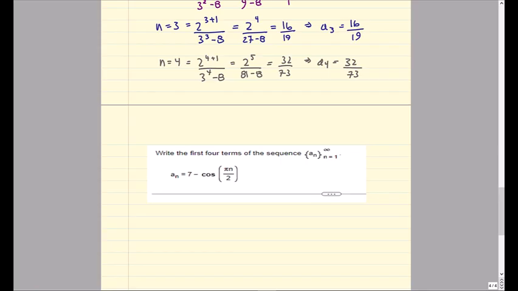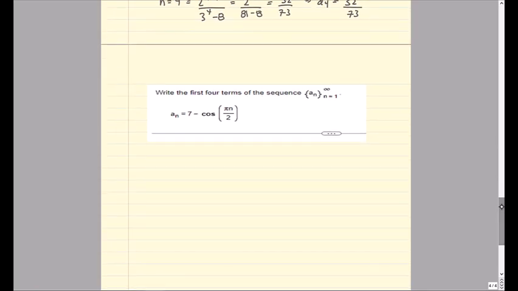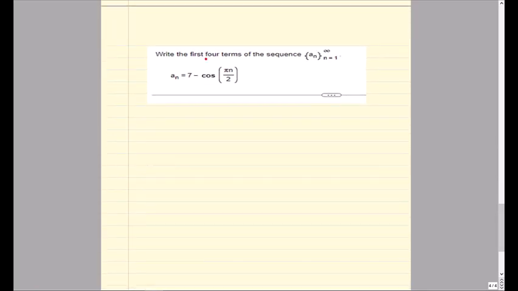For our next example, we're going to be finding again the first 4 terms of the sequence. So we're not looking at partial sums, we're just looking at 4 terms. But this one is interesting because the sequence producing function starts with n equal 1, but it's a trig function. Now don't forget the 7 minus in front here. So let's go ahead and start with a sub 1. That would be 7 minus cosine of pi times 1 over 2.